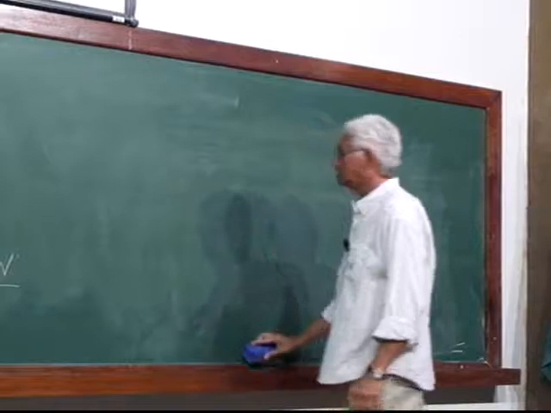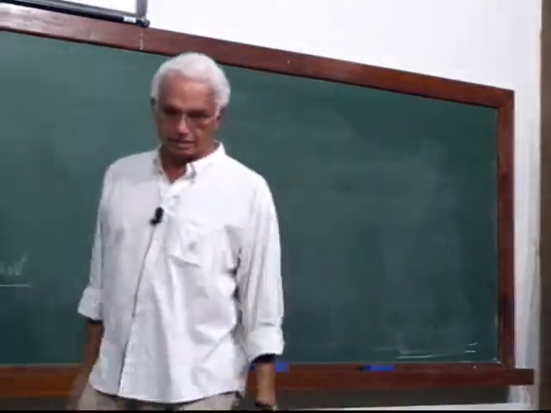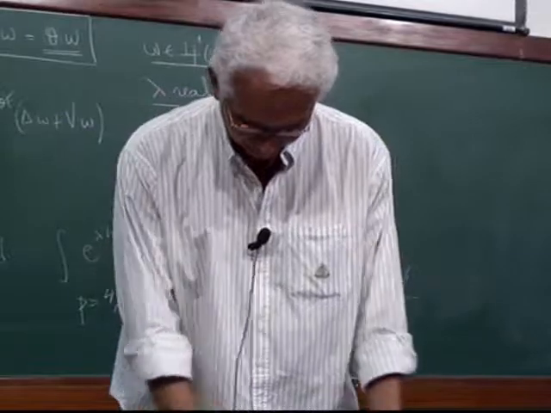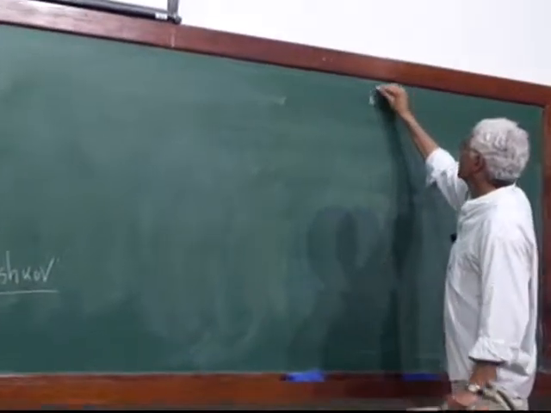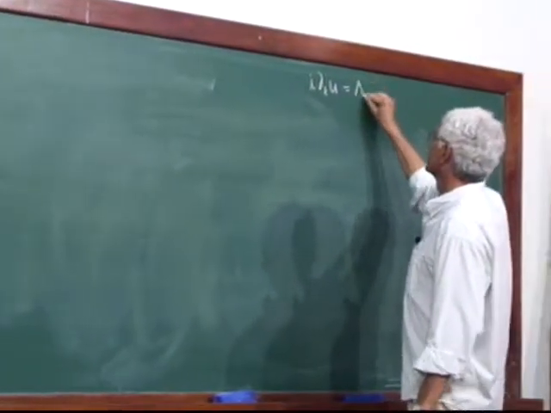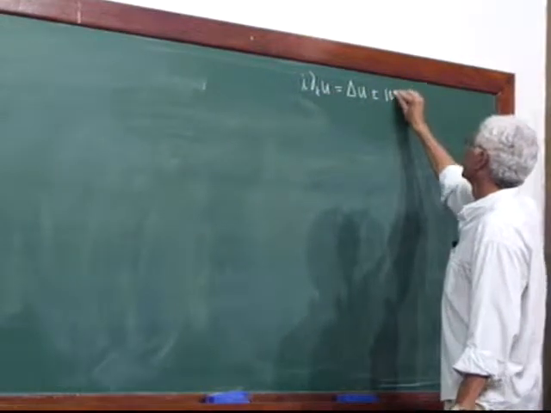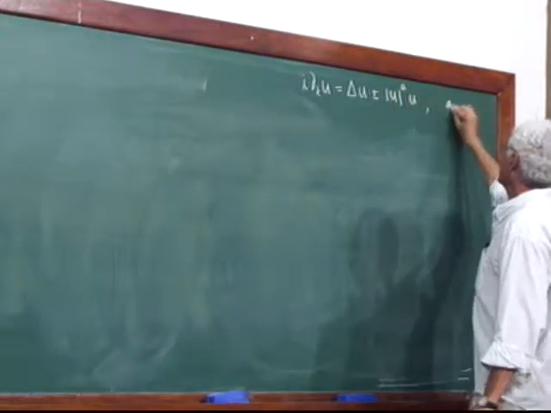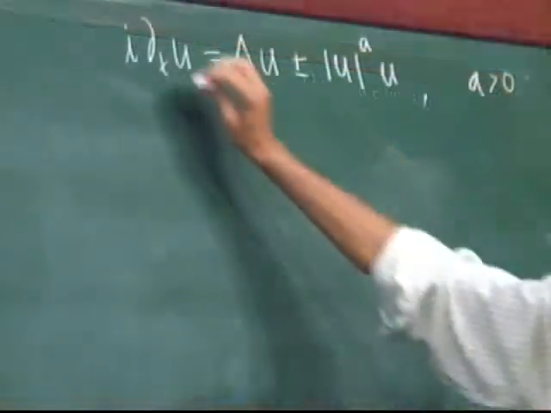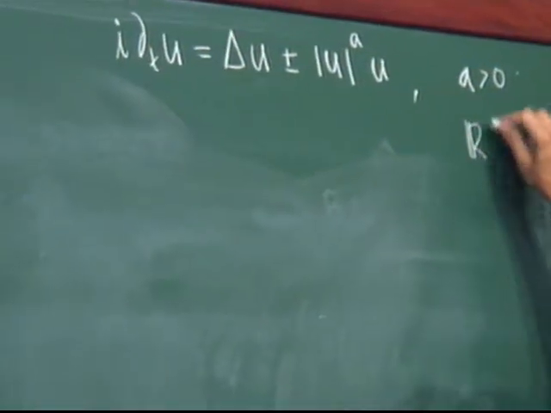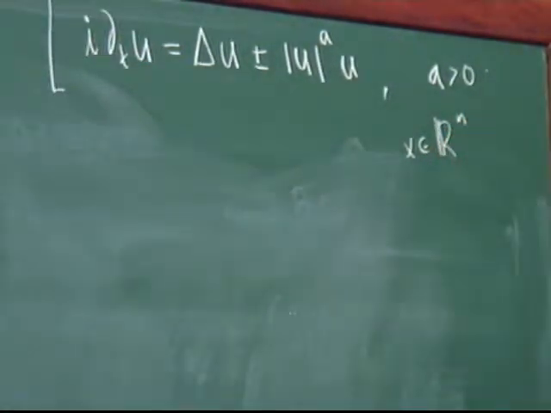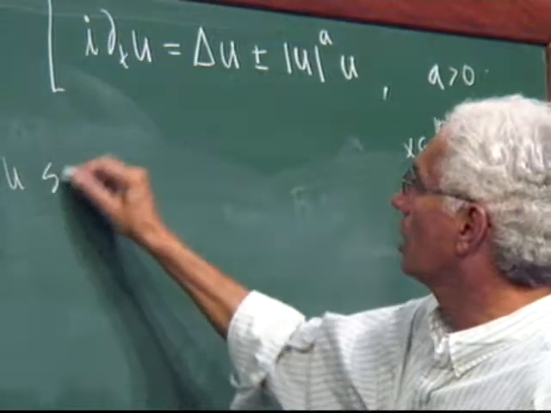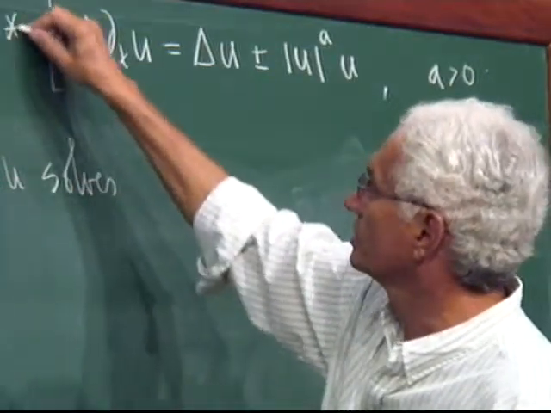Okay, let's try to see if we can get an application of this result to a nonlinear problem. Suppose that we consider this quasi-linear Schrödinger equation. A is a positive number. This is nonlinear. You are in Rn. You have the semilinear Schrödinger equation. Suppose that you solve this equation.